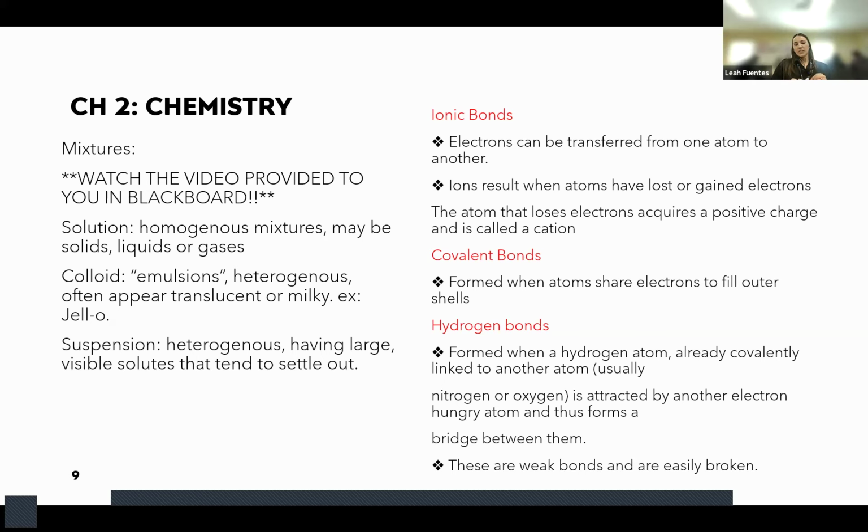So on your exam, what type of bonds are easily broken? Hydrogen bonds. Another big thing to know with the hydrogen bonds is DNA and proteins rely on these types of bonds to take on their 3D shape.